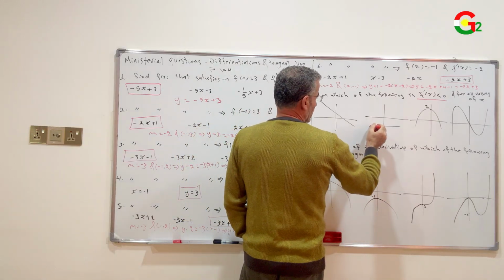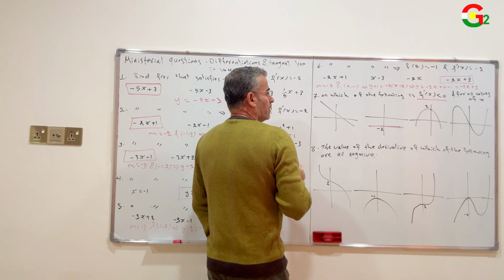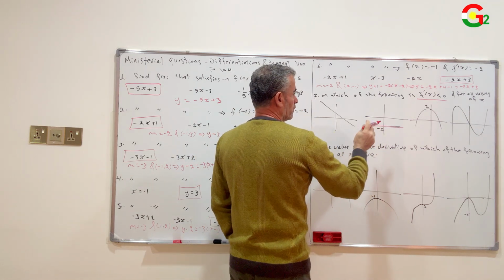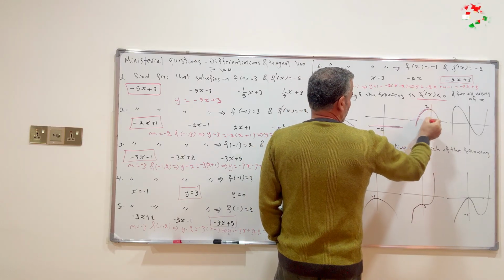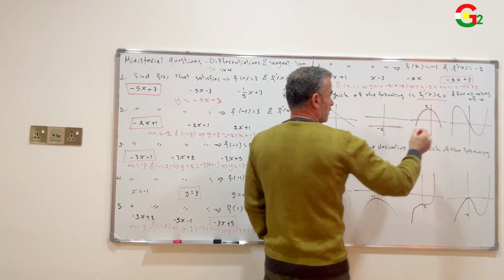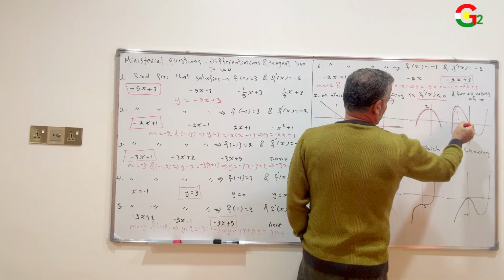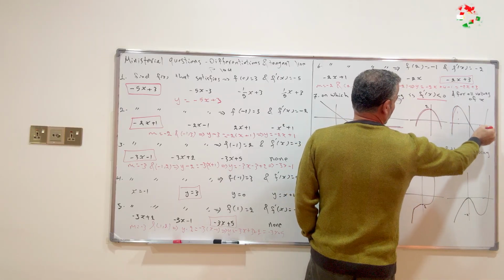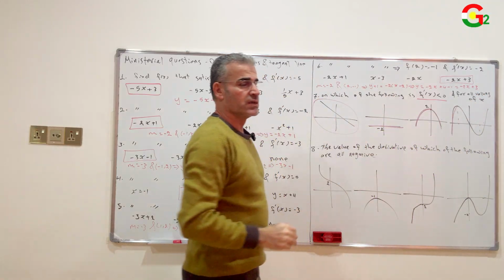But this function is not decreasing, it's a fixed function, f of x equal negative 2. This function is increasing from negative infinity to 0, then decreasing from 0 to positive infinity. Also, this function is increasing from negative infinity to this point, decreasing from this point to this point, and increasing from this point to positive infinity. Therefore, the right choice is A.